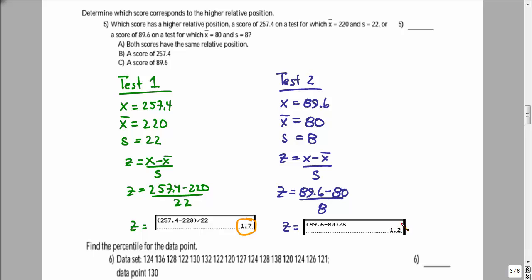Now the question is, which score has a higher relative position? Well, 1.7 is higher, so that gives us our higher relative position. And this is when we had a score of 257.4 on the exam. So the score of 257.4 has the higher relative position because 1.7 standard deviations above the mean is higher than 1.2 standard deviations above the mean.